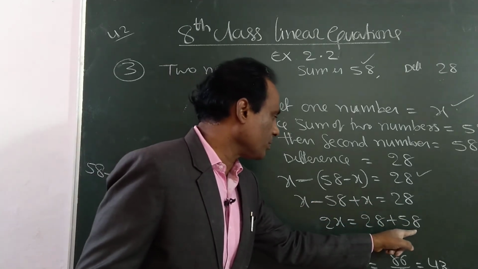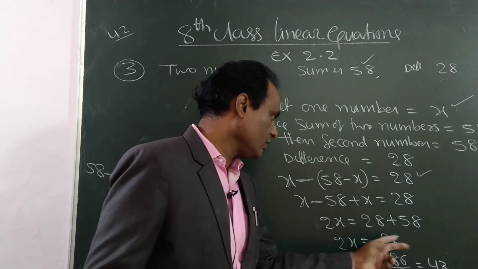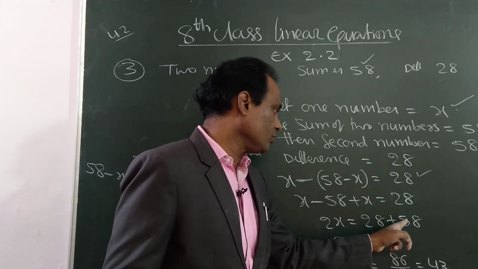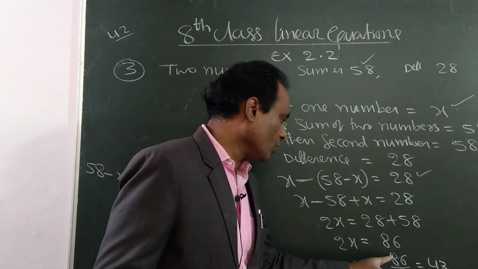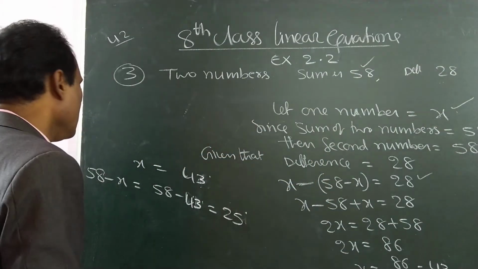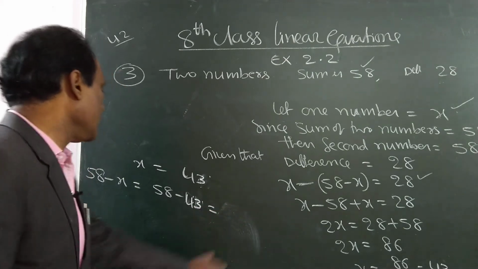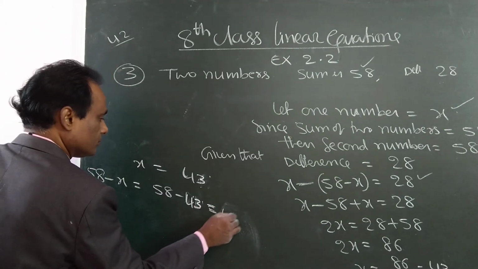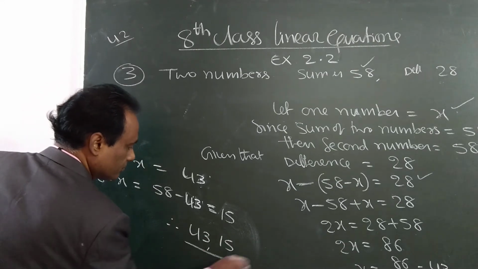Minus 58 that side plus 58, so 58 plus 28 is 86. 86 by 2: 2 fours are 8, 2 threes are 6, so 43. So if one number is 43, the other number is 58 minus x, 58 minus 43, how much is that? 15. So therefore the answer is 43 and 15.